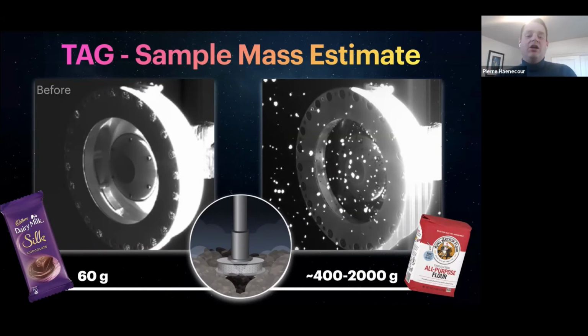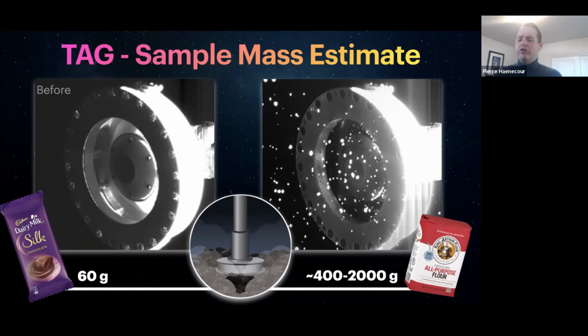Here on the left side, you can see the collector head before the tag event. You can clearly see on the edge that there is no material inside of the head. And then on the right side, after the tag event, you can see it's now very dark on the edge. So it's completely packed with material because there is no light that can go through. So we basically know that there are tons of material.